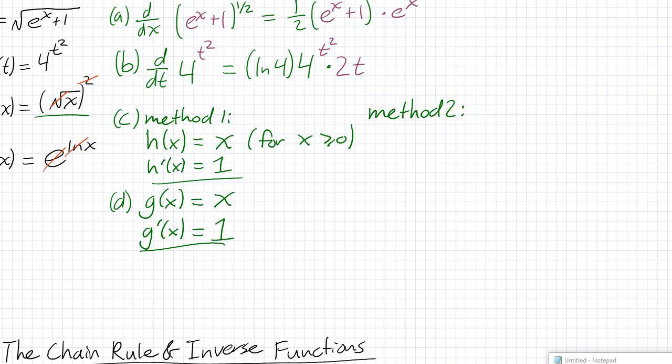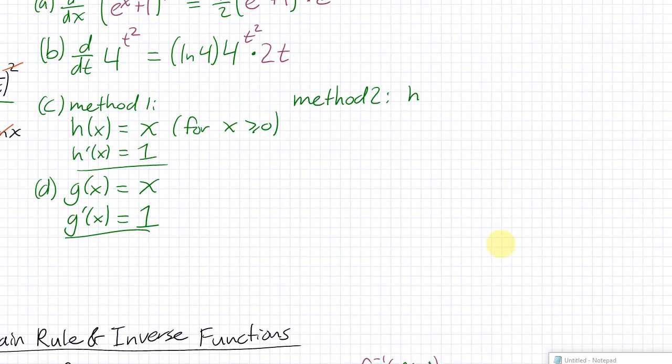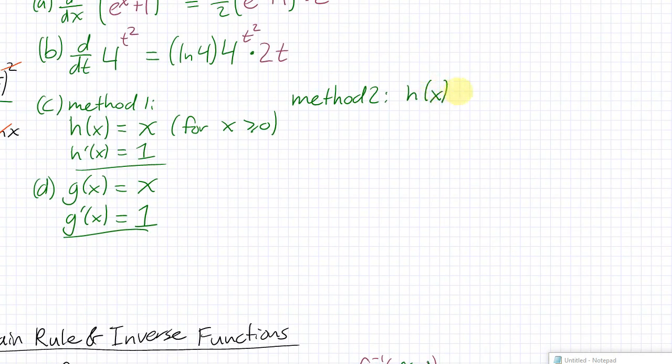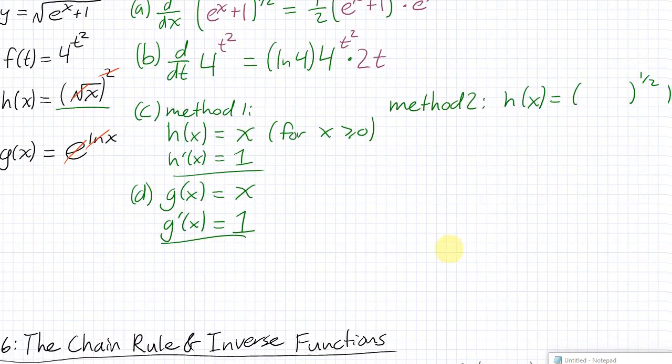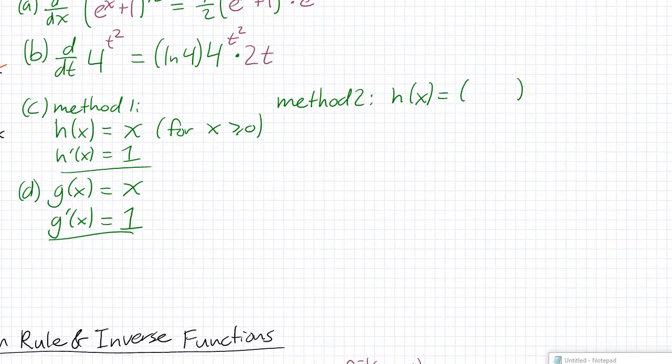So method 2 for C would be to say that this h of x function here is a composition of functions. It's a square root on the outside, which I'll write as the power 1/2. And, oh, no, I'm sorry, it's x squared on the outside. And it's the square root on the inside. And that means we can use the chain rule with that because we have a composition of functions.